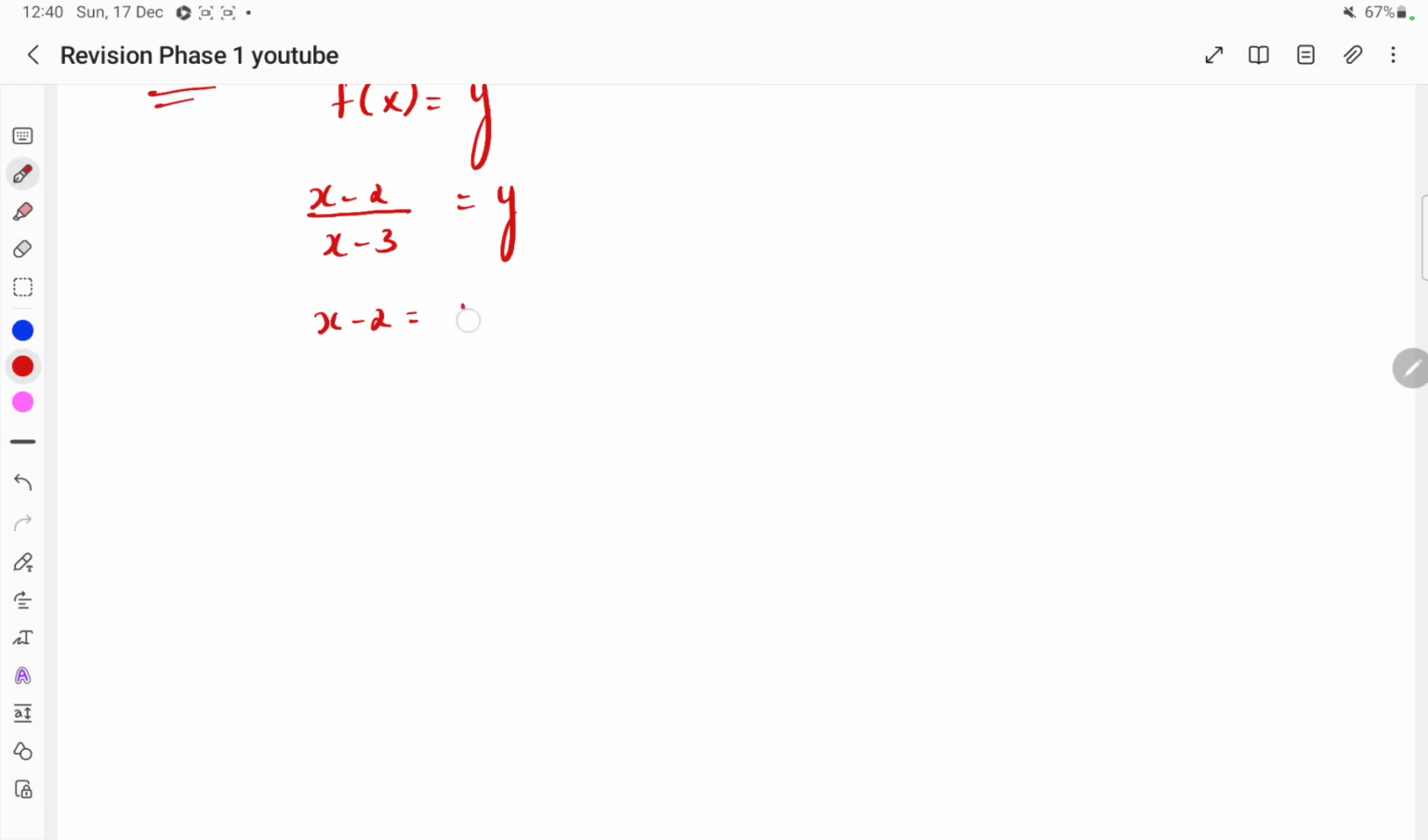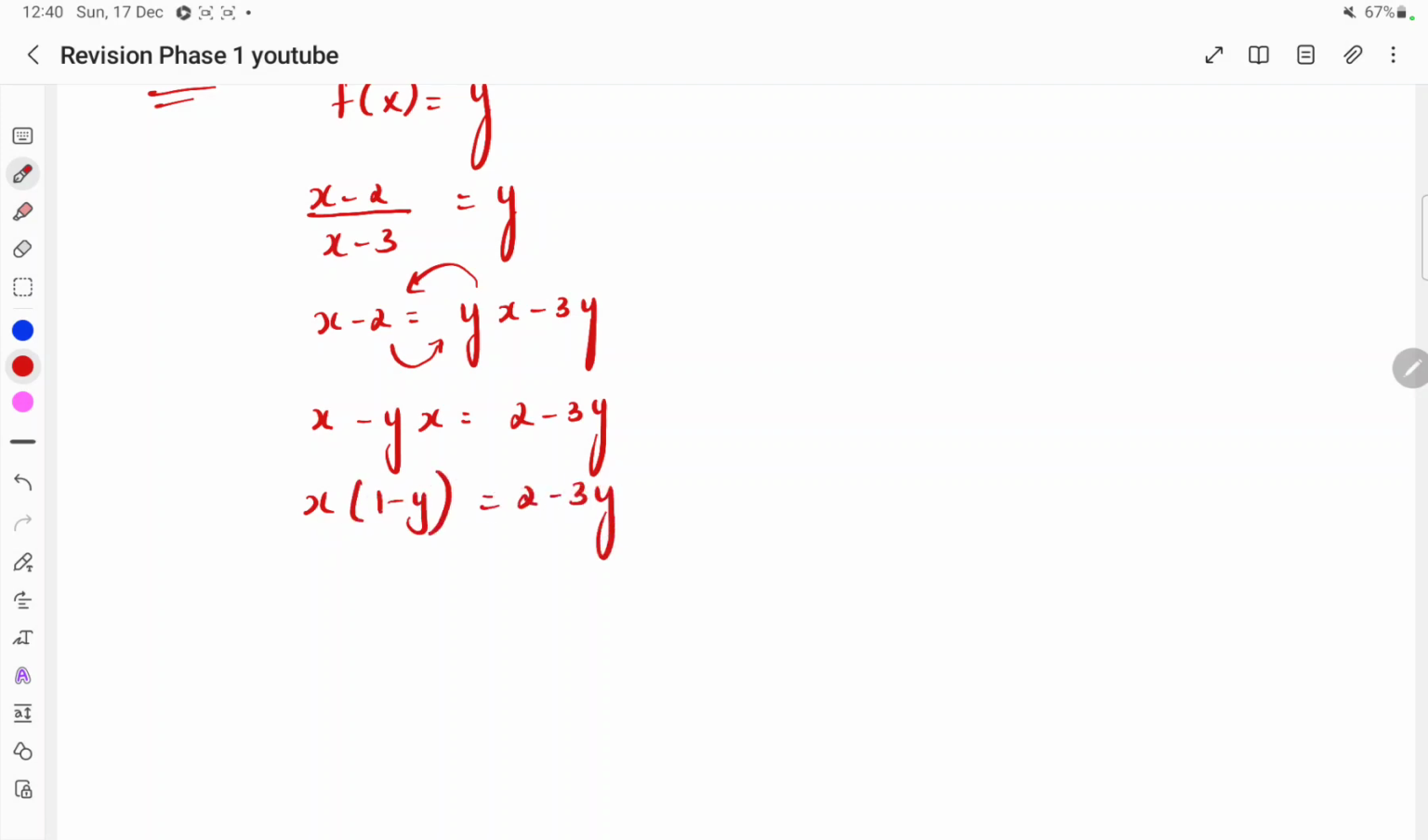So x minus 2 equal to yx minus 3y. So x equal to, in terms of y I have to write. So this I can bring here and this I can bring here. So x minus yx equal to 2 minus 3y. And now I can take x common. So if I take x common, it will be 1 minus y equal to 2 minus 3y. So x will be equal to 2 minus 3y divided by 1 minus y, which can be written as 3y minus 2 by y minus 1.